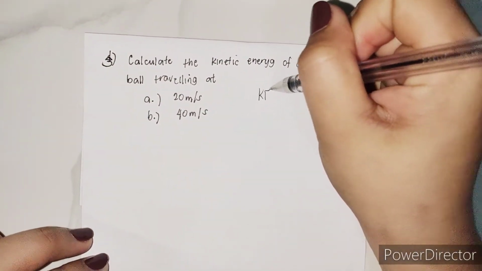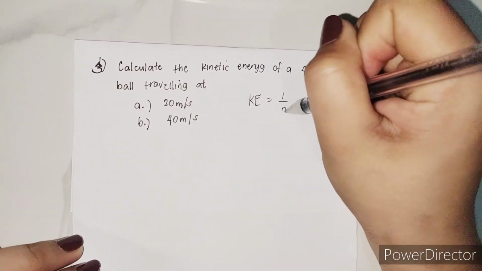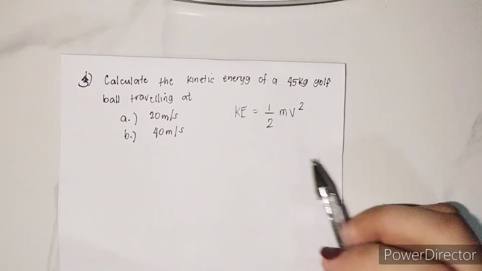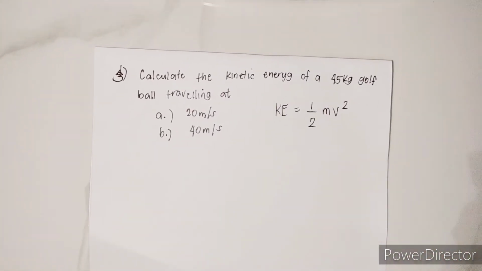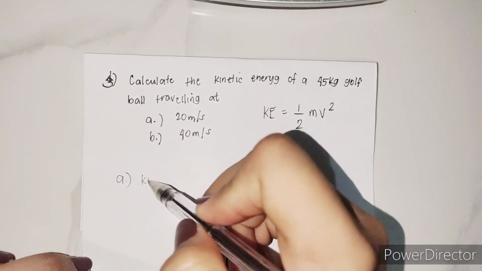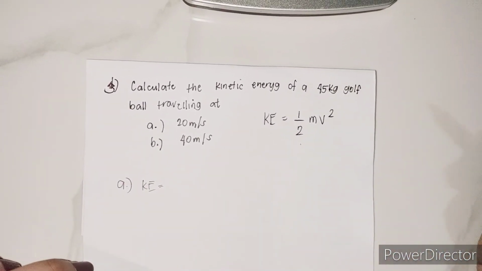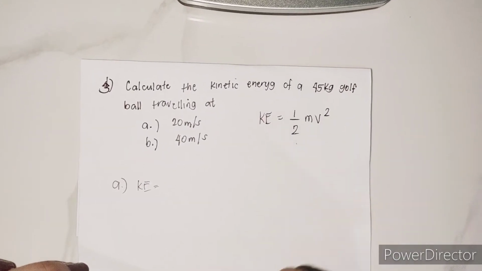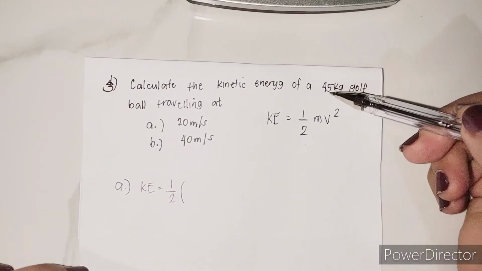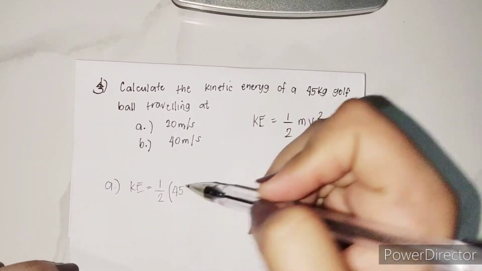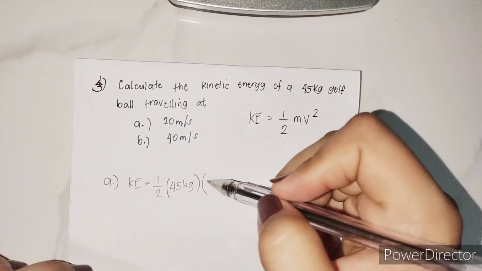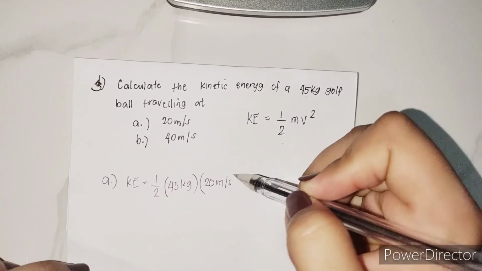We have kinetic energy is equal to 1/2 mass times velocity squared. Take note that we need to get everything first. Let's start with letter A. Kinetic energy is equal to 1/2 times 45 kilogram times 20 meter per second squared. Take note that the 1/2 is a constant, so it does not change.